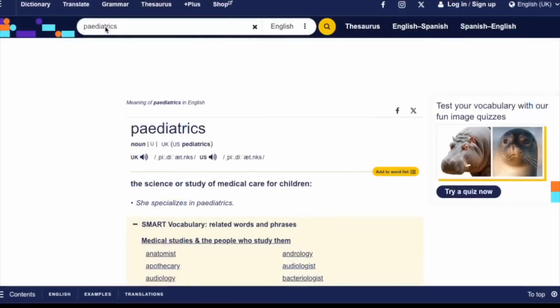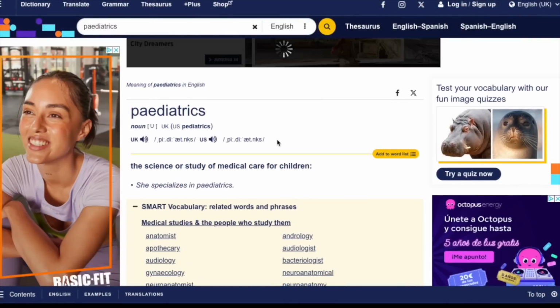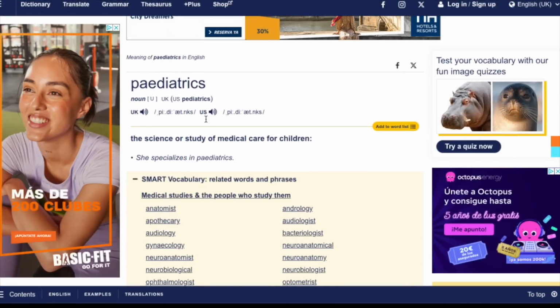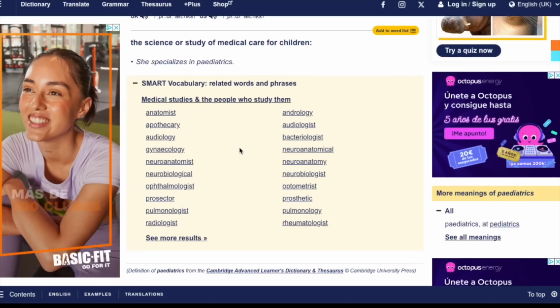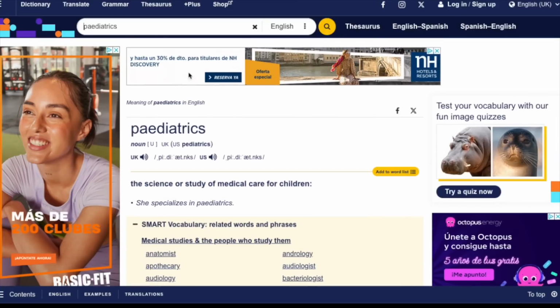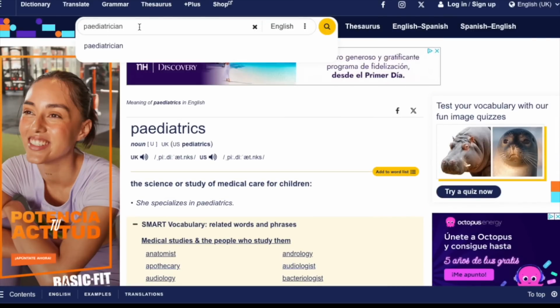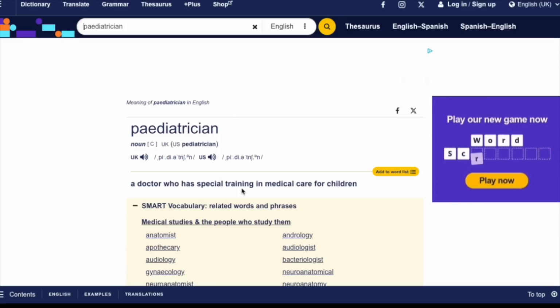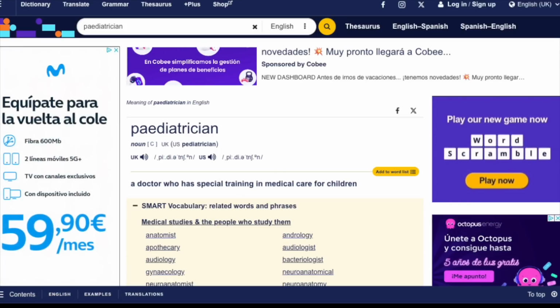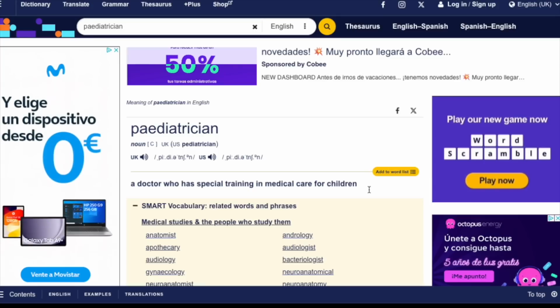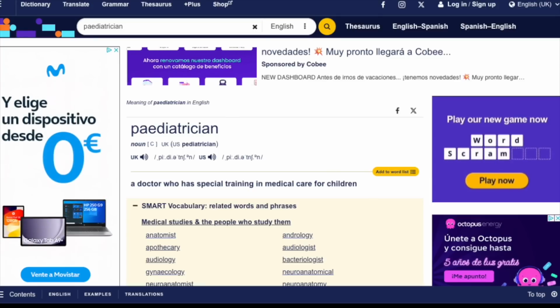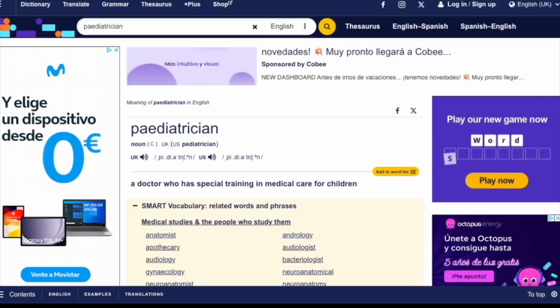Come with me into the world of Cambridge Dictionary. Pediatrics is the science or study of medical care for children. He specializes in pediatrics. So it's pediatrician. Pediatrician, a doctor who has special training. There you go. That is the answer. So thank you, all of you, for pointing that out. My mistake. I do apologize.